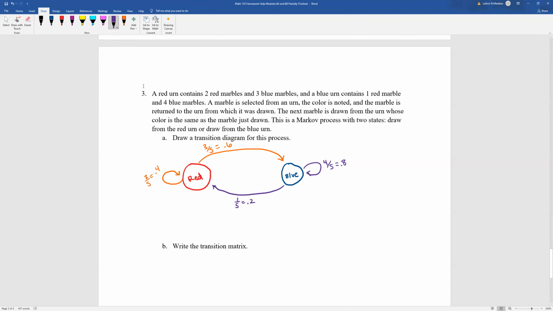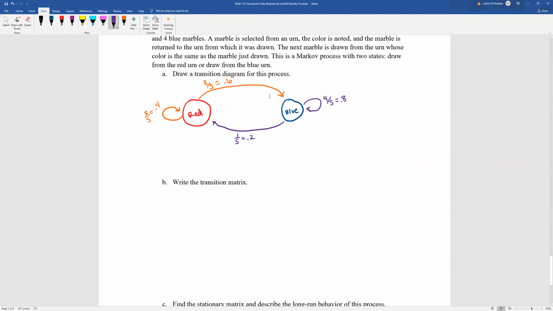Okay, so that's my transition diagram. It tells me the probabilities that I'm going to move either to the same urn that I'm already in or to the other color. And that's purely based off of those choices that were within each urn, because we were using the color we drew as our direction for the next state.